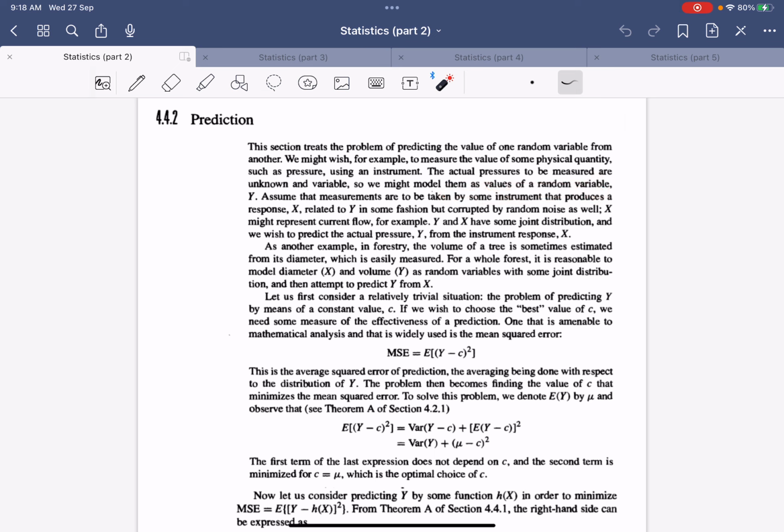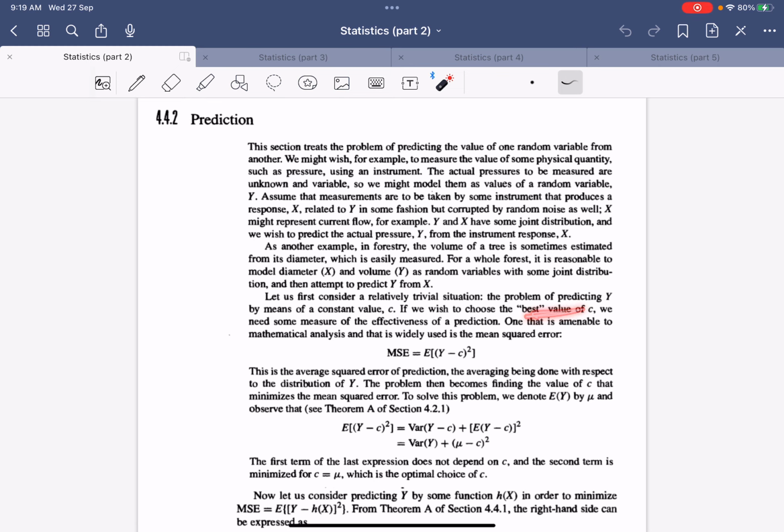Another example is the volume of trees, which is sometimes estimated from its diameter. So you are using another random variable to predict what value the random variable that you want has. So it is the attempt to predict Y from X. In the trivial situation, we predict Y by a constant value c first, not even a function of anything. It's just a constant value.